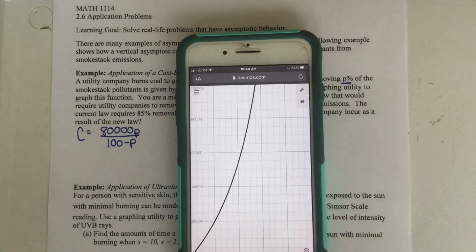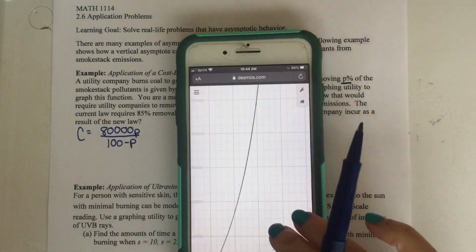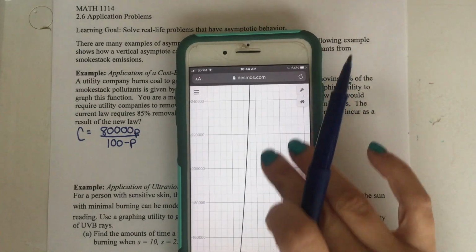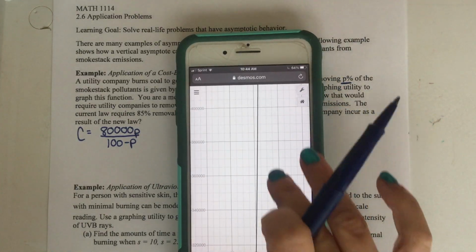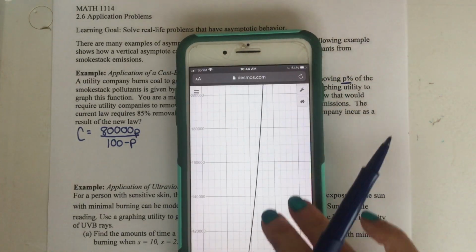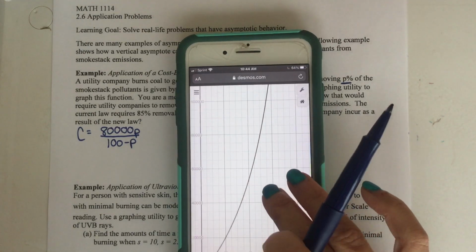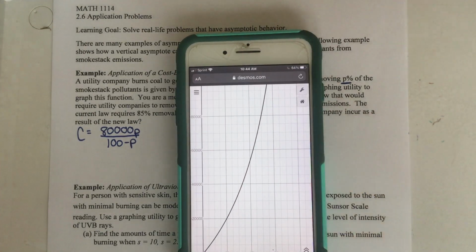Okay, so here's my curve. So what I can see is this is the percentage of pollution that's being removed. This is the cost. Notice that as we get closer to that 100, holy smokes, the cost is way high. This is all that you really needed to do as far as the technology piece. They just wanted you to be able to graph it. Just little reminders like if you have a real life story problem, when you enter in the variable, you always want to use X, and making sure that you're comfortable with changing windows. So here's what that graph would look like.